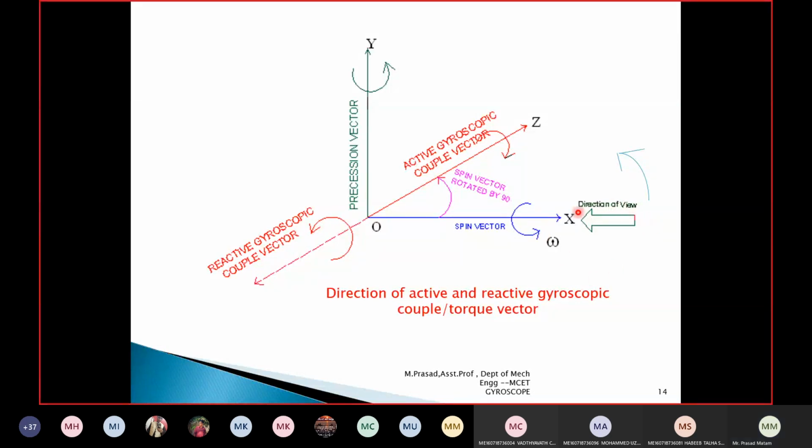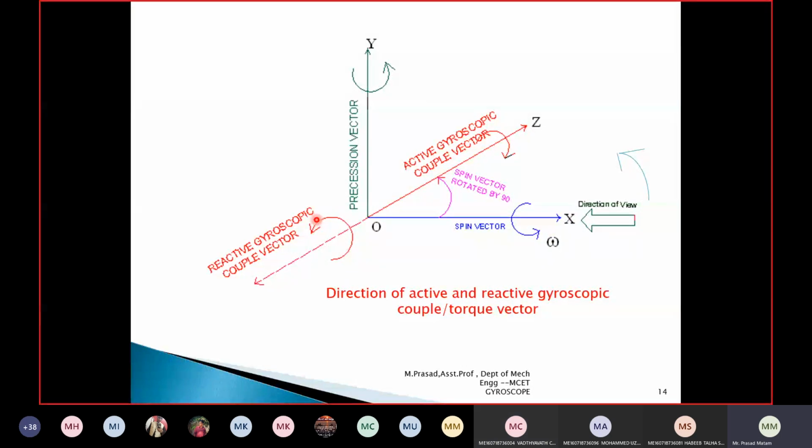Please answer. This is the direction of view I am seeing. So how is the disc moving? Is it coming towards me or is it moving away from me? Can anyone answer? Away from, towards? Please. Towards me. When I am seeing from this end, when it is moving in clockwise direction, it is moving towards me.